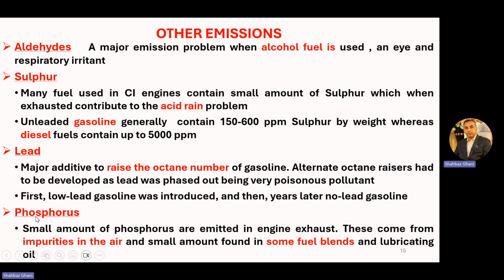Okay, phosphorus. A small amount of phosphorus is emitted in engine exhaust. This comes from impurities in the air. The air is coming inside the combustion chamber after filtration, but still there are some impurities. So some traces of phosphorus will be there, and a small amount is found in some fuel blends and lubricating oil. So some traces are in the air, in your fuel, in your lubricating oil, and the exhaust will contain some phosphorus, and this is also dangerous.